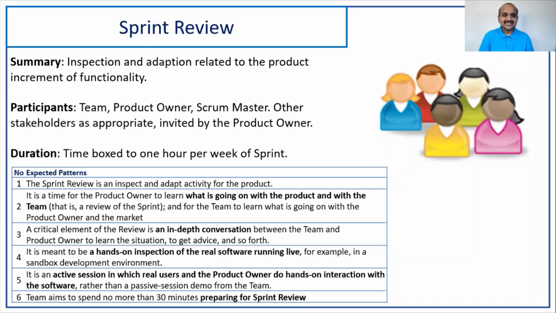The participants are the Scrum team, the product owner, the Scrum master, and other stakeholders who are invited by the product owner. The duration of this event: if you conduct a 1-week sprint, 1 hour is required. If the sprint is of 2 weeks duration, 2 hours. If your sprint is of 4 weeks, that means 4 hours. But usually we go with a 2-week sprint, so it is time-boxed to 2 hours. So that's the duration.